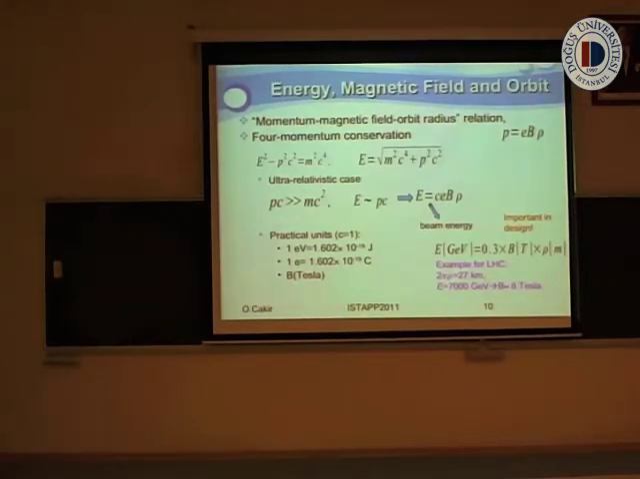So in the ultra-relativistic case, we can make this assumption and then find the energy of the beam in GeV is given by 0.3 times B in Tesla and rho in meters. It's a proportional factor, a conversion factor. For example, for LHC, 2 pi rho is 27 kilometers. If we take the beam energy 7,000 GeV, then B should be around 8 Tesla to keep the beam in a circular orbit.